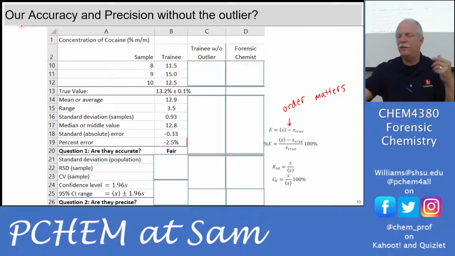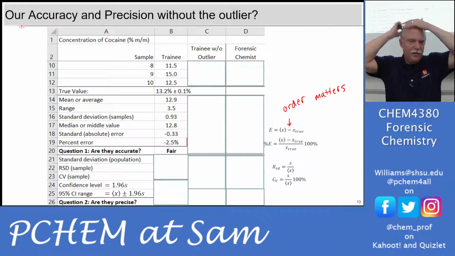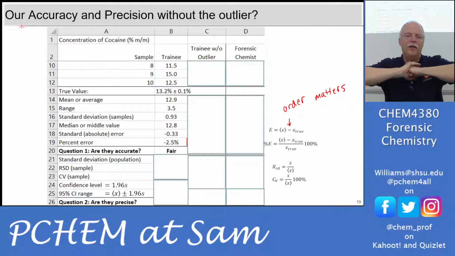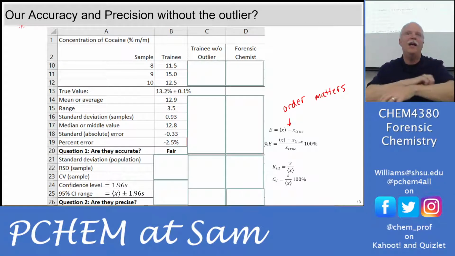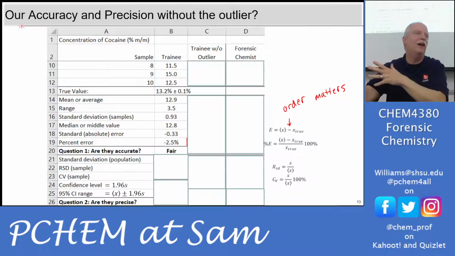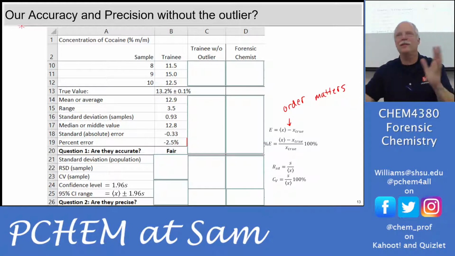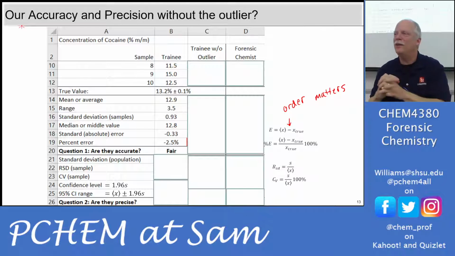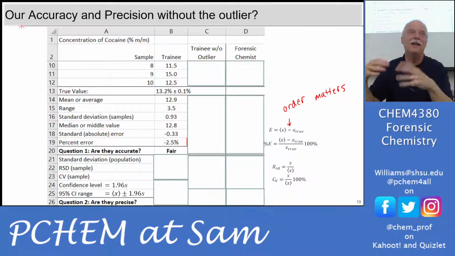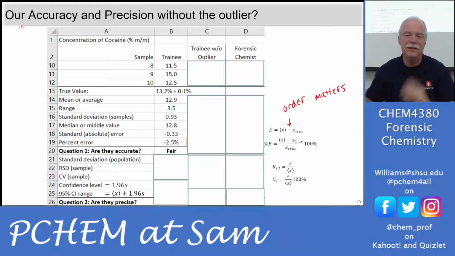Now we have 2%. The true value is 13.2% by mass cocaine. And now we're talking about percent of that value. So we're kind of like a percent of a percent, okay? So when your data is in percent, it can get really confusing because you're calculating the percent of a percent. So if you get a brain freeze on that, just back up and think of what you're calculating.